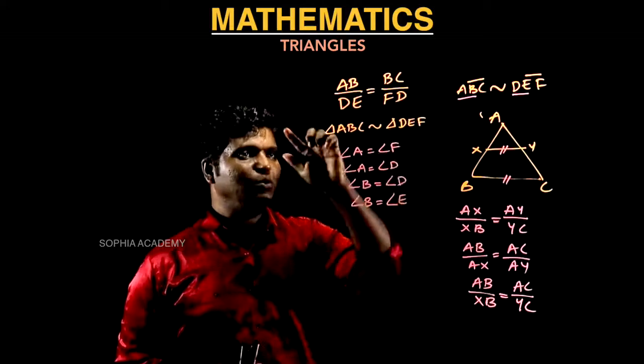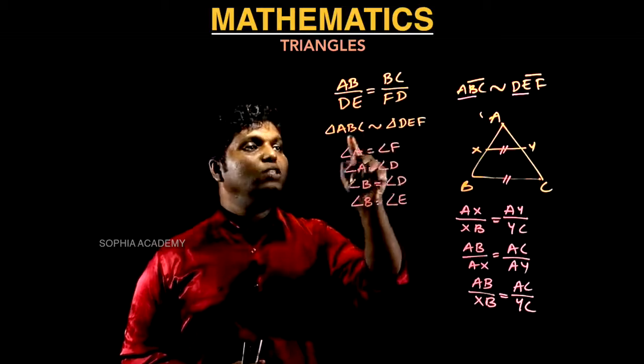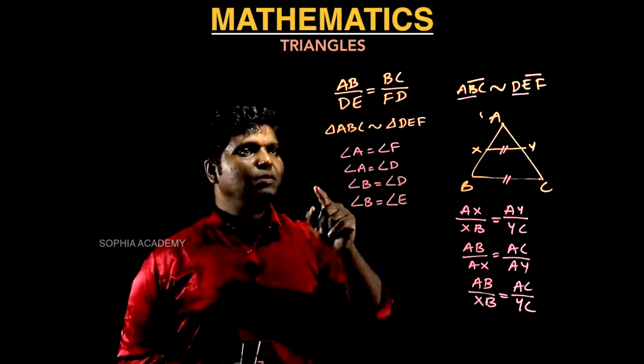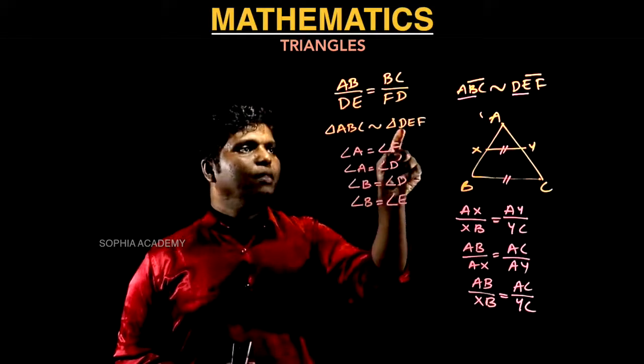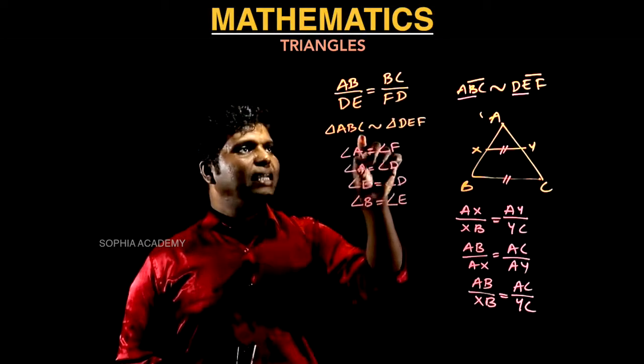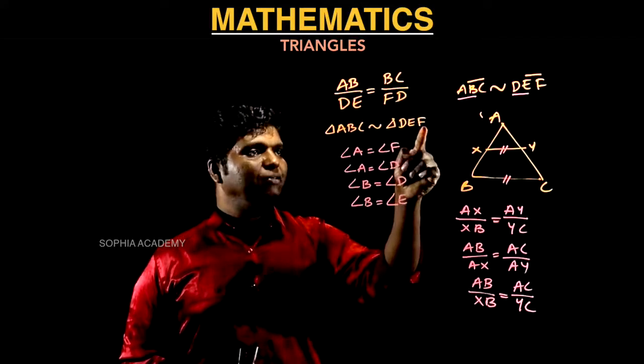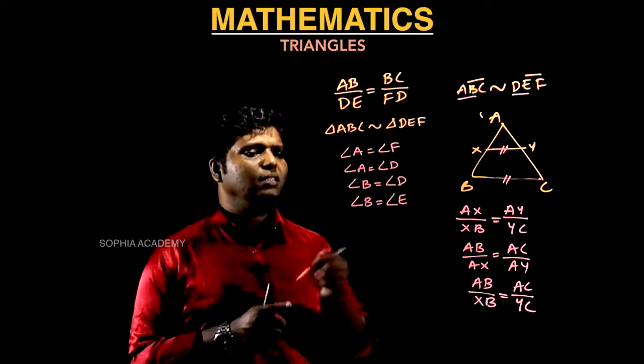So we are going to check this one. This is the condition given in these two triangles, and you want to say that these two triangles are similar. So let us bring that one. AB, DE, AB, DE. The first two are correct. BC, FD should come. So let us interchange this one.